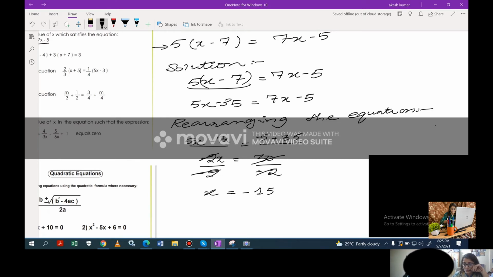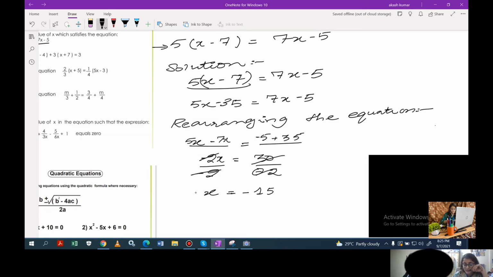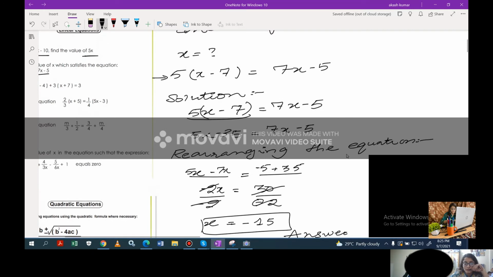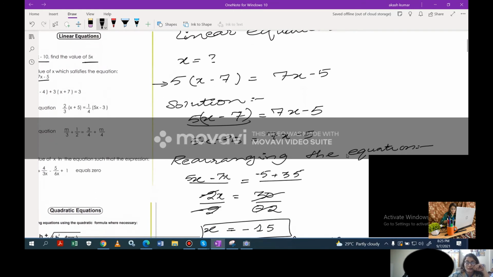It will be minus 15 because we have a minus sign here, right? So our solution is x equals minus 15. Please note it down. Okay. Question number 3.